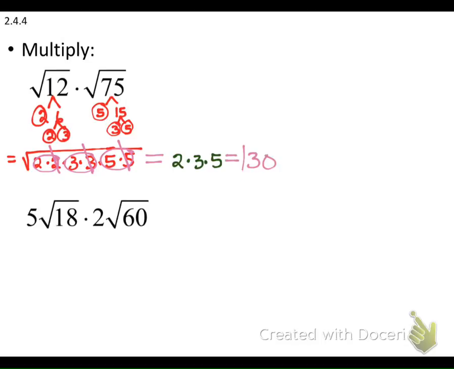30. So your final answer is 30. Because every number canceled with the square root sign, there's no square root. There's no radicand. Since there's no radicand, we don't need a square root sign anywhere.